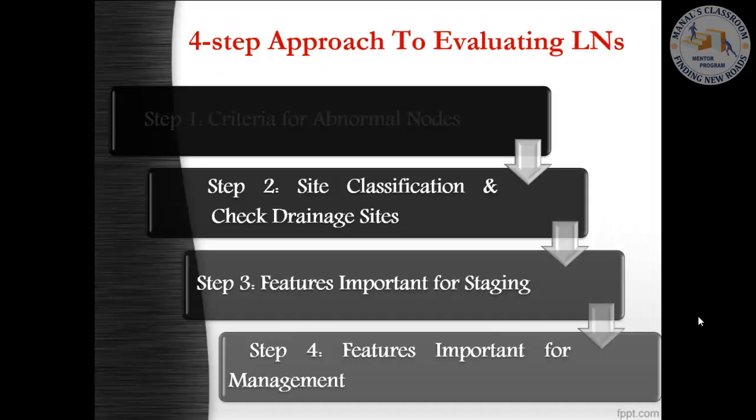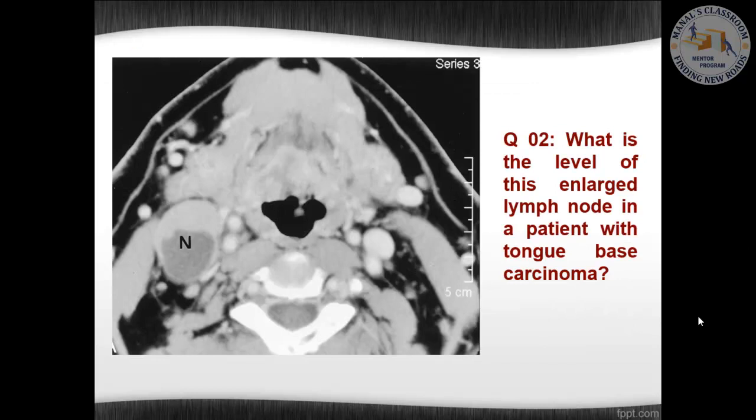So this is the first step. You know the criteria for abnormal lymph nodes. The next step, when you find an abnormal lymph node, you have to cite the classification and check the drainage site. What is the level of this enlarged lymph node in a patient with tongue-based carcinoma? This one, and keep the answer in your mind. So I said it is abnormal because it is enlarged and has a necrotic center, okay? It lost its normal shape, okay? Asymmetrically enlarged compared to the other side, so it is abnormal lymph node. So we go to the next, we need to do leveling.